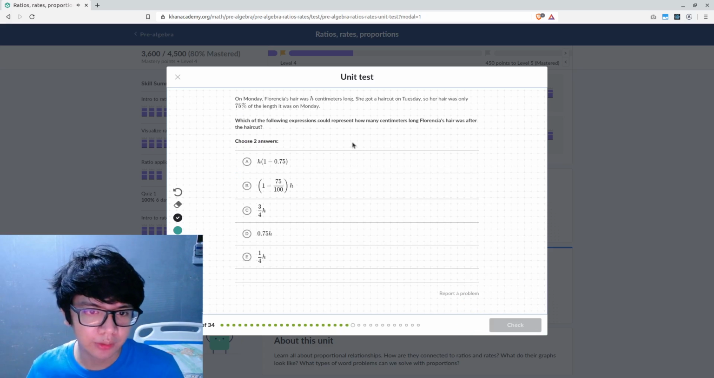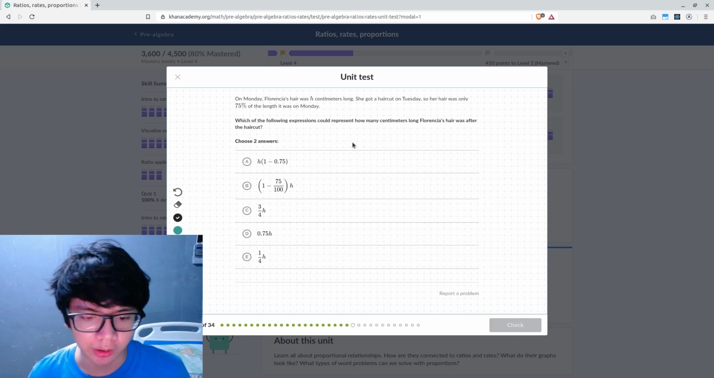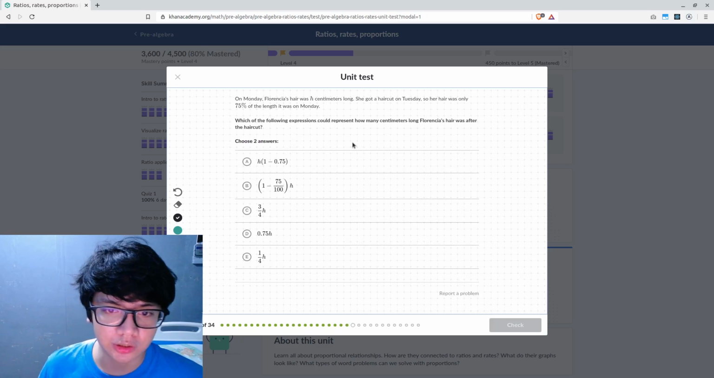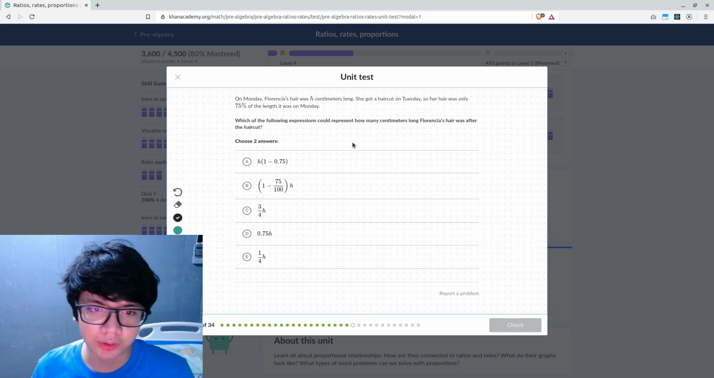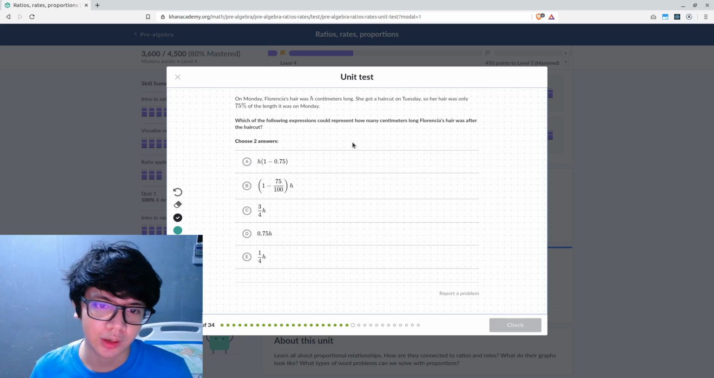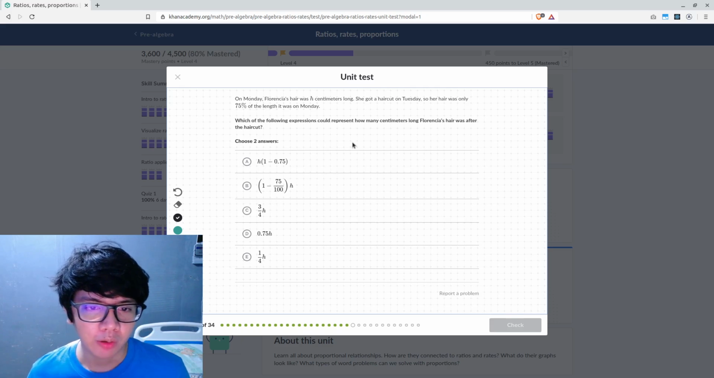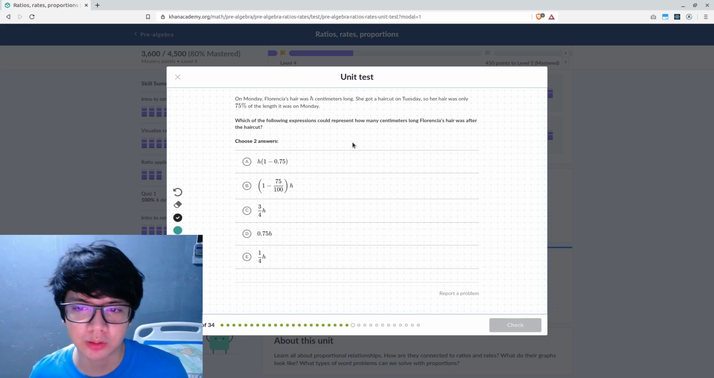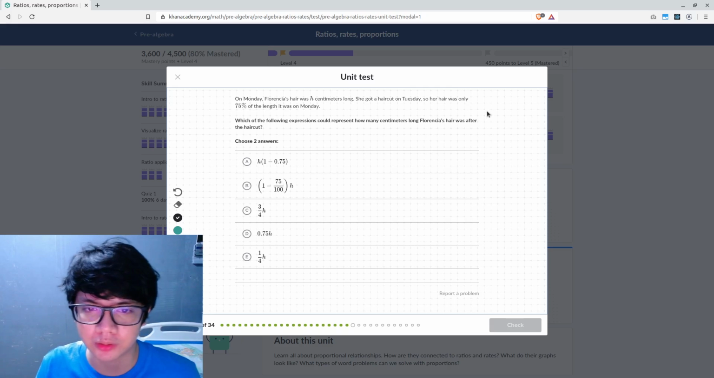On Monday, Florencia's hair was 8 centimeters long. She got a haircut on Tuesday, so her hair was only 75% of the length it was on Monday. Which expression could represent how many centimeters long it was after the haircut? So it could be h minus 0.25h or 0.75h.